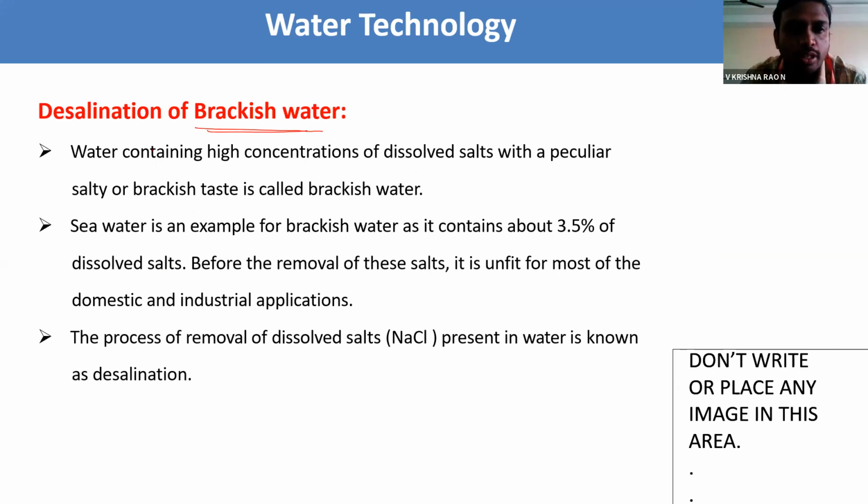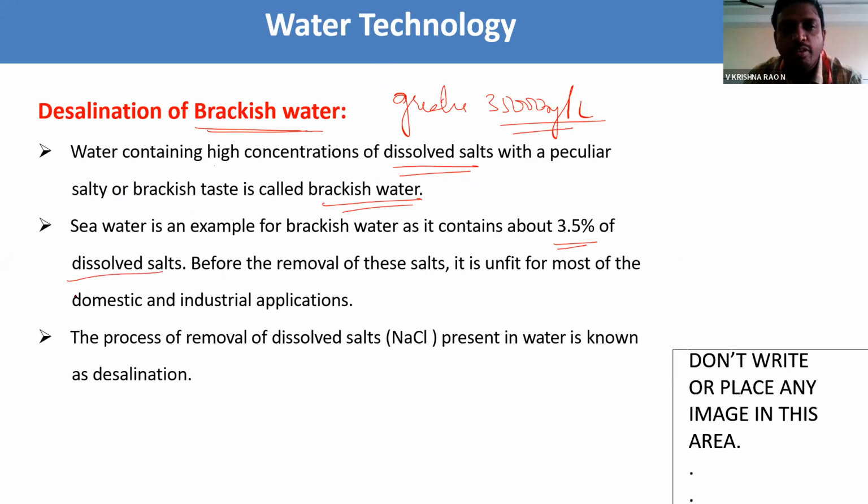Now, what actually is desalination of brackish water? Water containing high concentrations of dissolved salts, with a peculiar salty or brackish taste, is called brackish water. Sea water is an example, as it contains 3.5% dissolved salts. Before the removal of these salts, it is unfit for most domestic and industrial applications. This process of removal of dissolved salts is desalination. The definition of desalination is the process of removal of dissolved salts like NaCl present in the water.